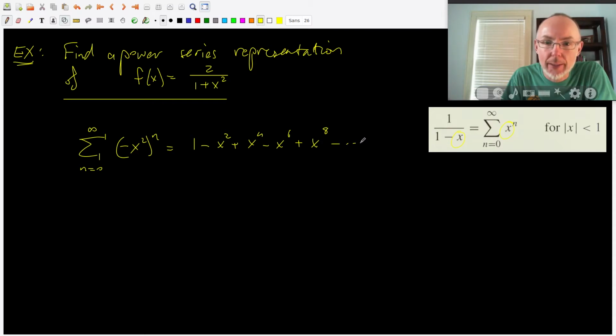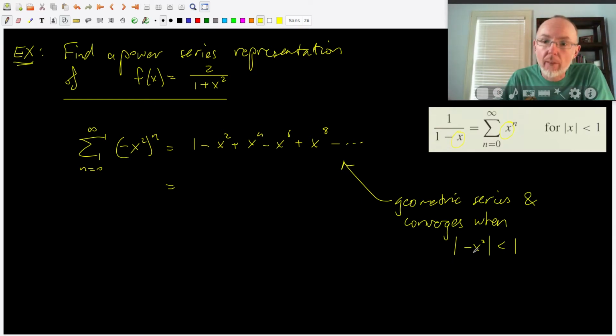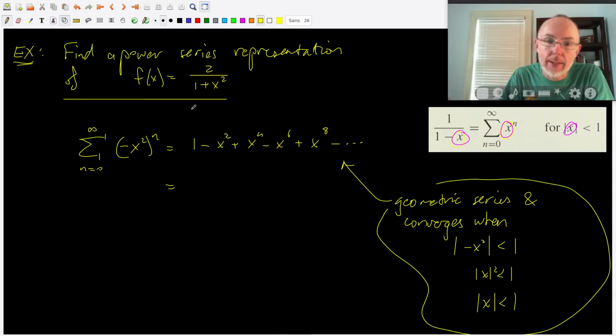You can keep going and doing that forever, and that's going to converge. Well, if it converges, it is a geometric series, right? It converges when the absolute value of that minus x squared, the thing I replaced the x with, is less than 1. That's the same as saying x squared is less than 1, and that is the same as saying just the absolute value of x is less than 1. So this also converges in that same region, and what it converges to is 1 over 1 minus x squared, because that's what I replaced, right?